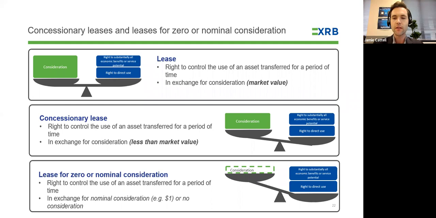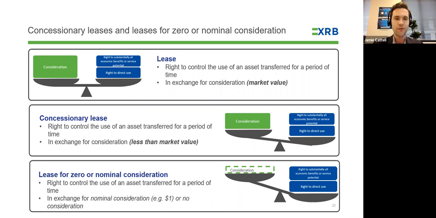The reason that these arrangements or other types of leases have been pulled out is because they don't meet, on the face of them, the standard definition of a lease that is given in ED 75. And in order to understand it, I find that it's often easiest to compare back to that if you're looking at each of these and wondering why is this a separate thing. So first, and possibly the easiest to understand, are the concessionary leases and the leases for zero or nominal consideration.